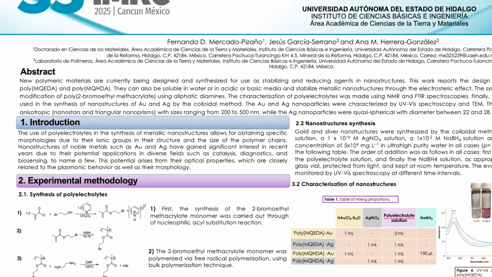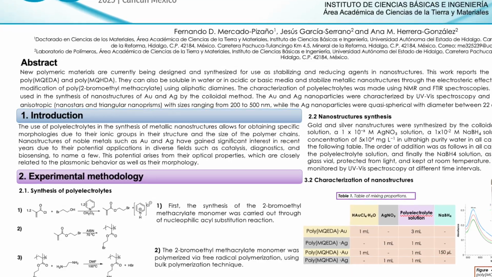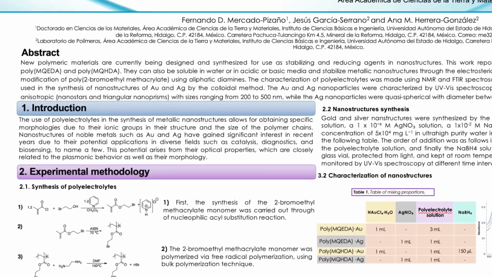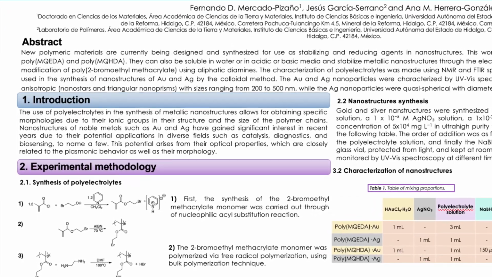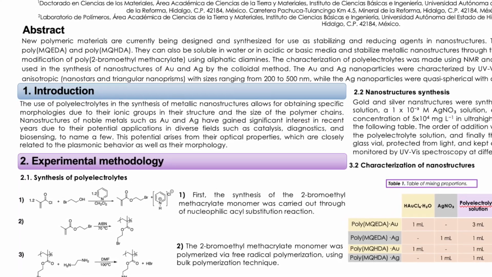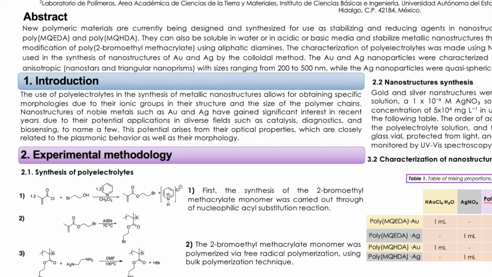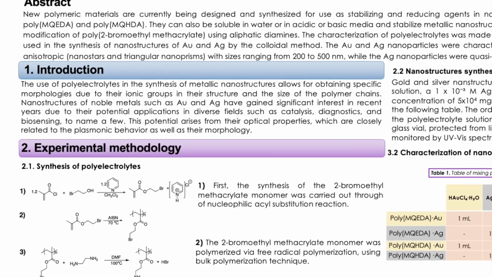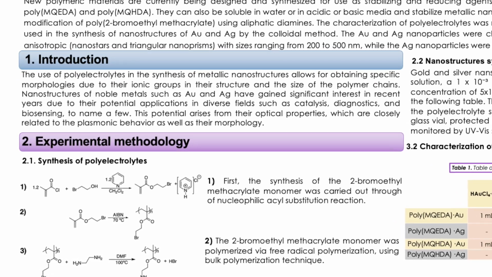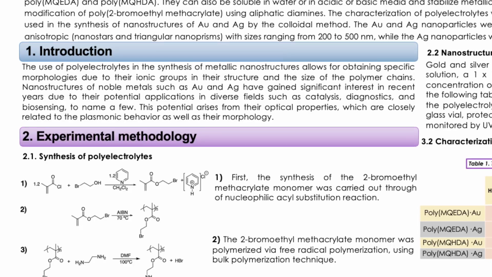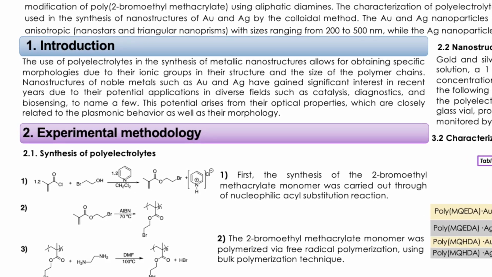Nanostructures of noble metals such as gold and silver have gained significant interest in recent years due to their potential application in diverse fields such as catalysis, diagnostics, and biosensing, to name a few. This potential arises from their optical properties, which are closely related to the plasmonic behavior as well as their morphology.